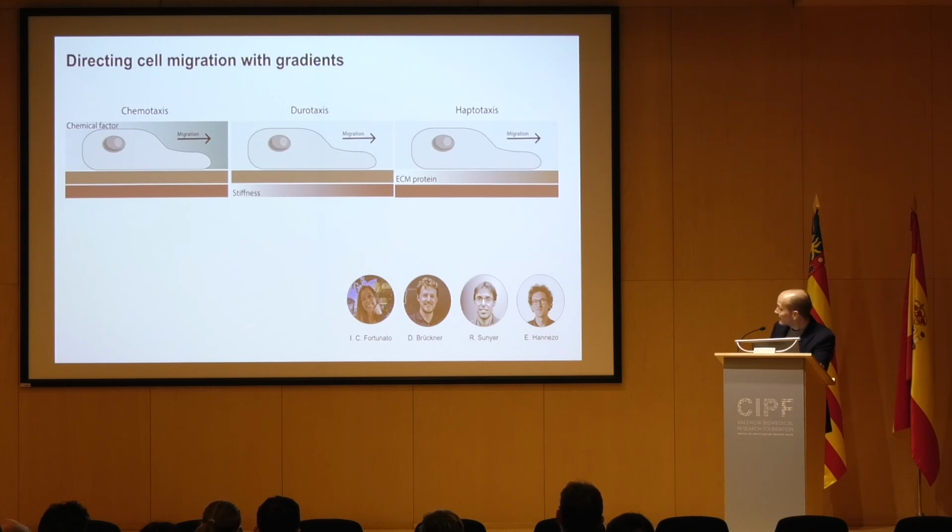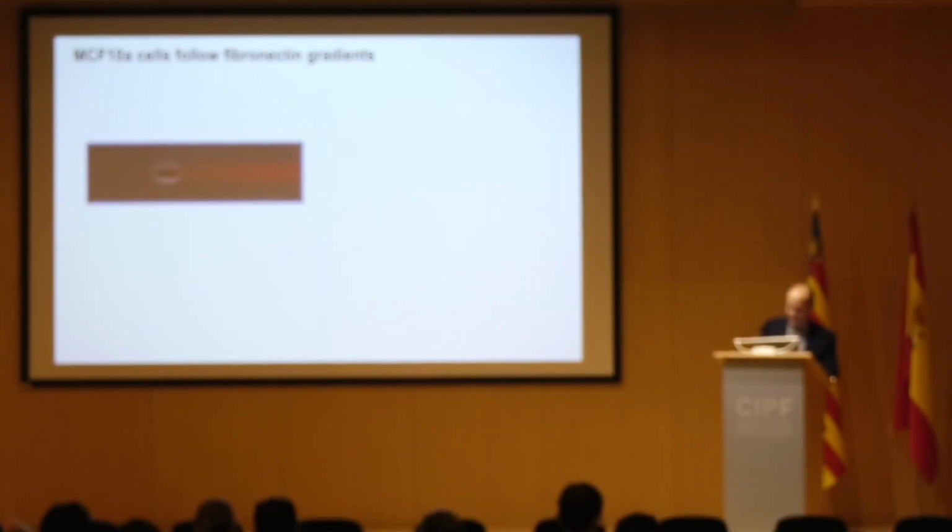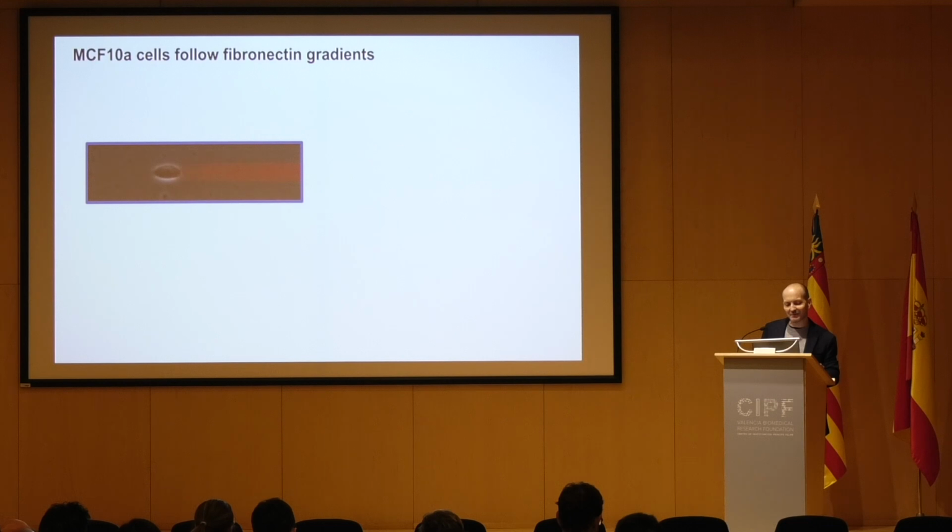So Isabella, a former PhD student in the lab who's now doing her postdoc, was co-supervised with Raymond Sunyer, another former postdoc in my lab, in a collaboration on the theory side with David Bruckner and Eduardo Hannezo. We decided to study single-cell haptotaxis. What Isabella managed to do very carefully and very robustly is to print gradients of extracellular matrix, specifically fibronectin. What you see in red is fibronectin, and as you can appreciate, there is a gradient: low density here, high density here. And she managed to print these gradients along specific lines.